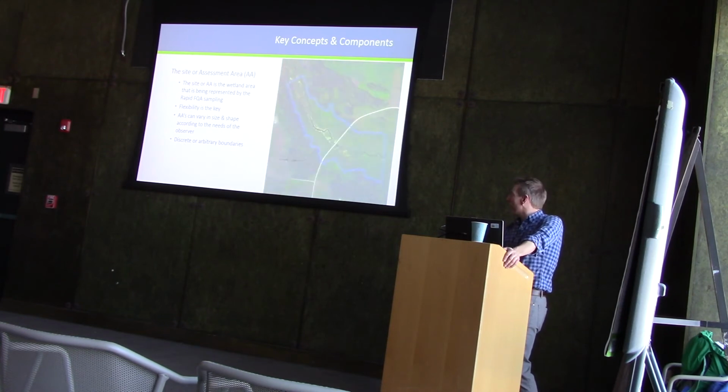All right, so here's an example of kind of an arbitrary boundary where we just kind of cut it off wherever because that wetland extends for miles and miles. You can make a small site, you can make a huge site.